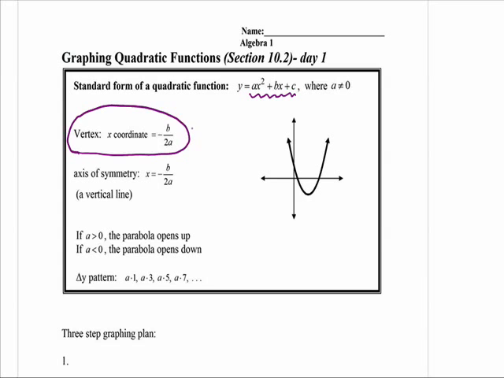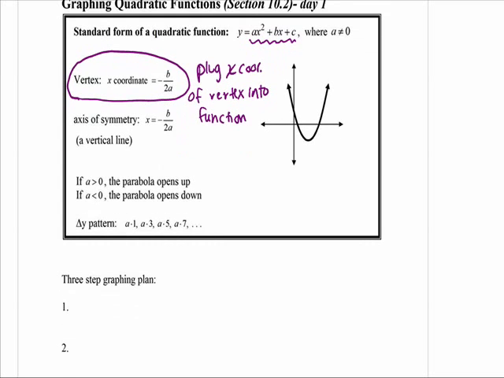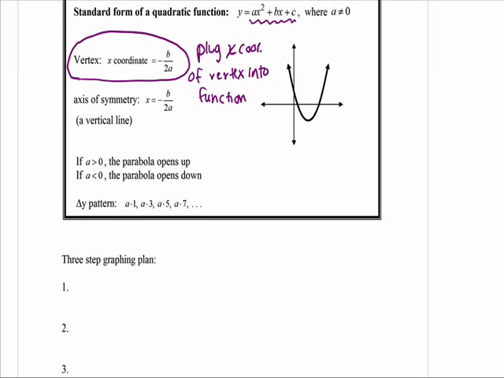So let's write that down. You get the x-coordinate by plugging into this relationship. And then to get the y-coordinate, you're going to plug the x-coordinate of the vertex into the function. And then after that, it really doesn't change the form. The format doesn't change that much.